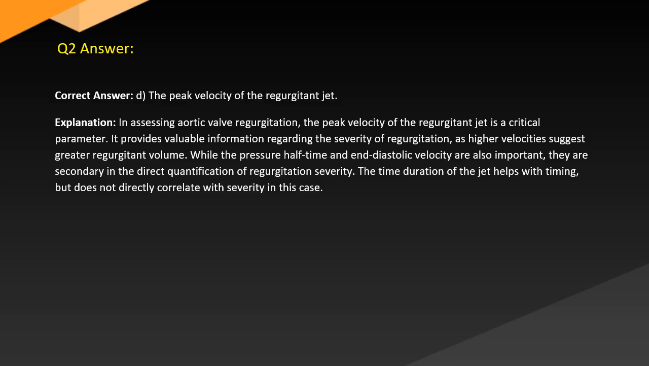While the pressure half-time and end diastolic velocity are also important, they are secondary in the direct quantification of regurgitant severity. The time duration of the jet helps with timing, but does not directly correlate with severity in this case.